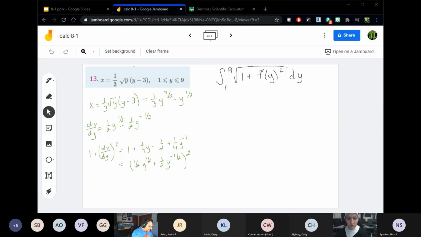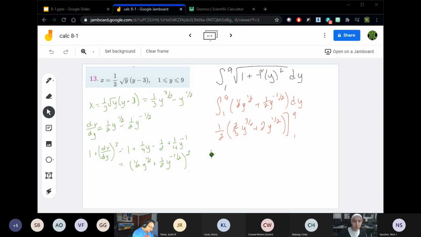So my integration is going to be a little bit nicer to deal with. So I have the integral from 1 to 9 of 1/2 y to the 1/2 plus 1/2 y to the negative 1/2 dy. So when we do the integral of that one, we can take the 1/2 out. It's on both of them. And we get 2/3 y to the 3/2 plus 2y to the 1/2. And we're evaluating that from 1 to 9.